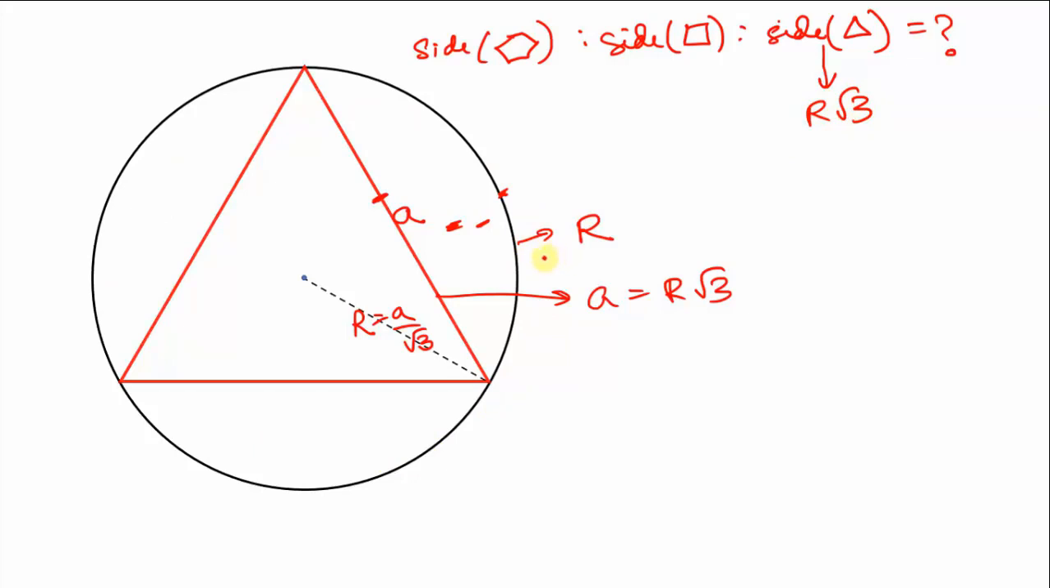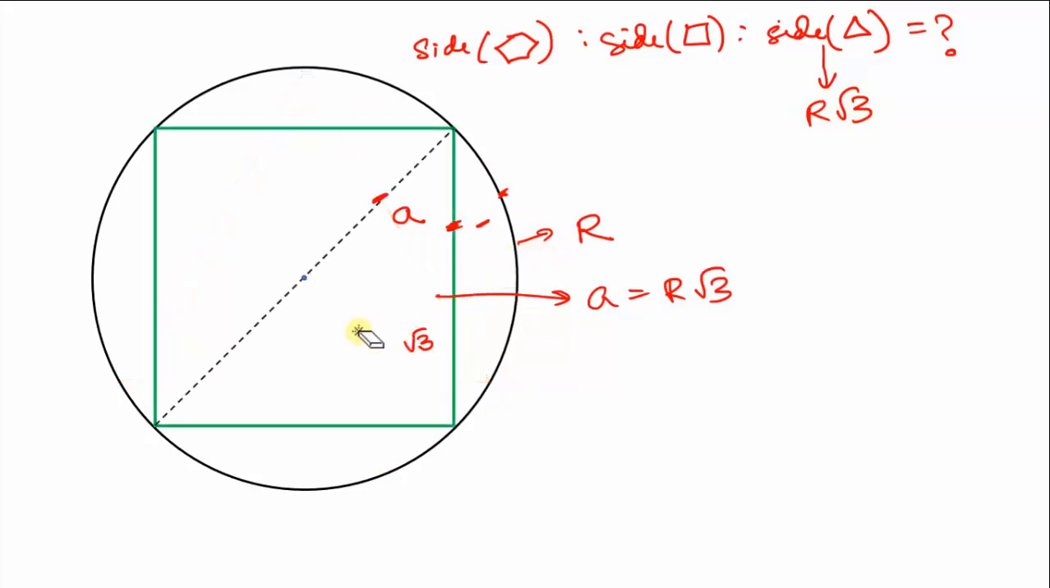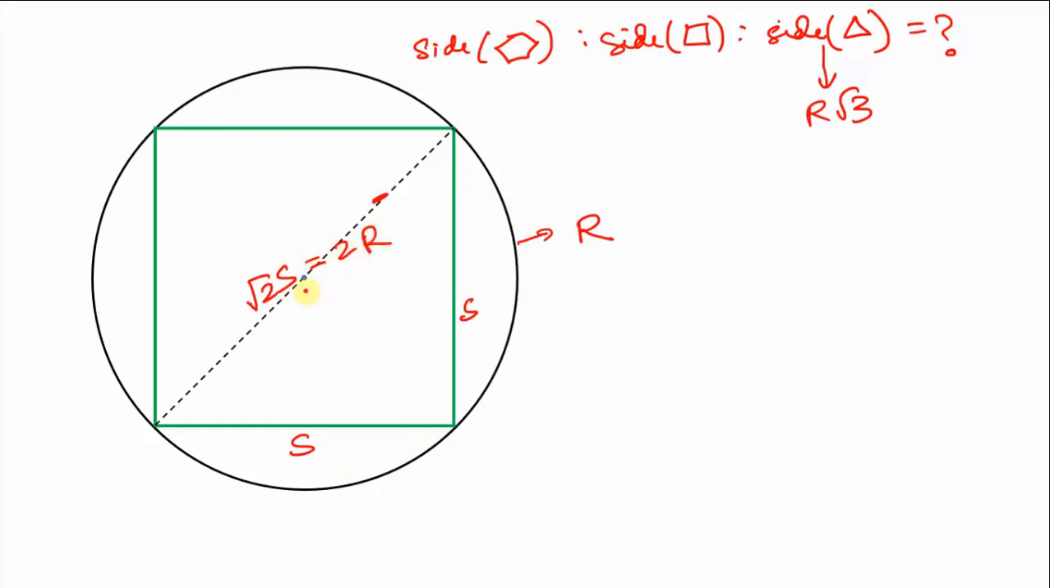Next is the square. If the side of a square is s, then the diagonal will be root 2 s, which in this case is also the diameter of the outer circle, the diameter of this circumscribing circle, that is 2 times r. So the side of the square will come out to be root 2 r. The side of a square is root 2 r.